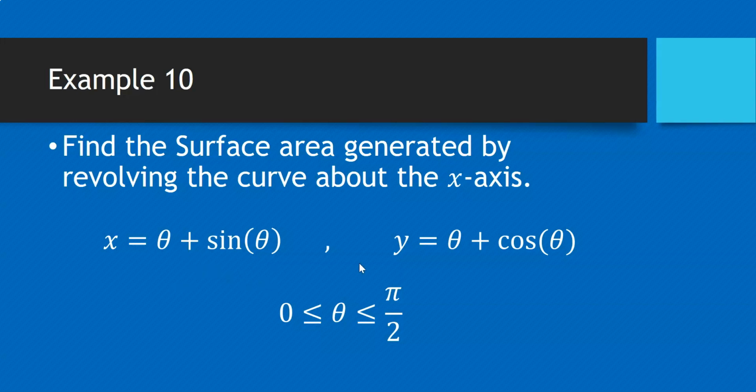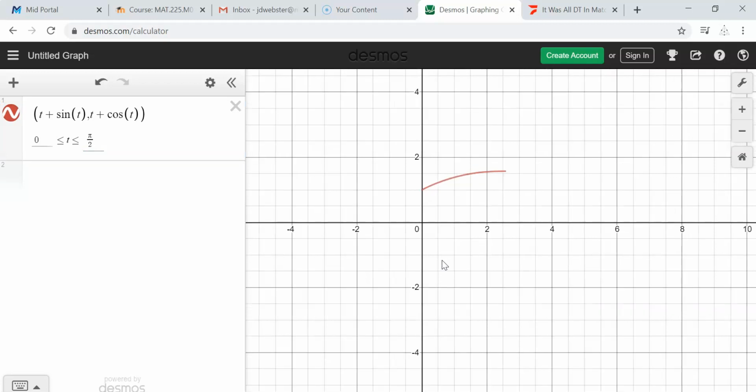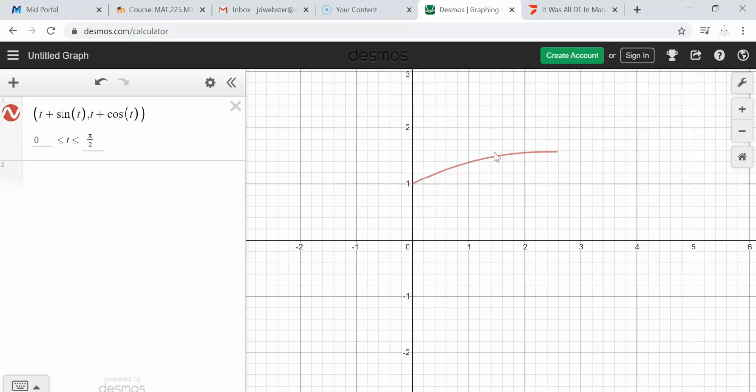By the way, these were really weird functions, so let's go ahead and graph those out real quick. The little section here in red is my curve. So I'm going to rotate that around the x-axis. That is the curve from 0 to pi over 2. If you wanted to look at a bigger curve, you could have done that too, but that's the idea there. You get something like this.